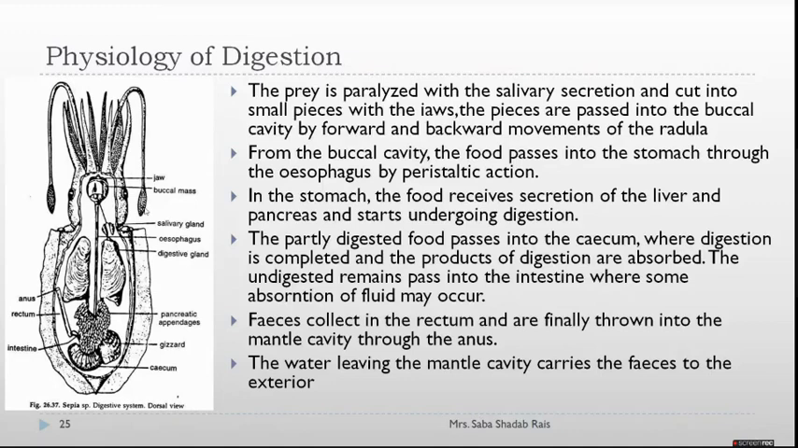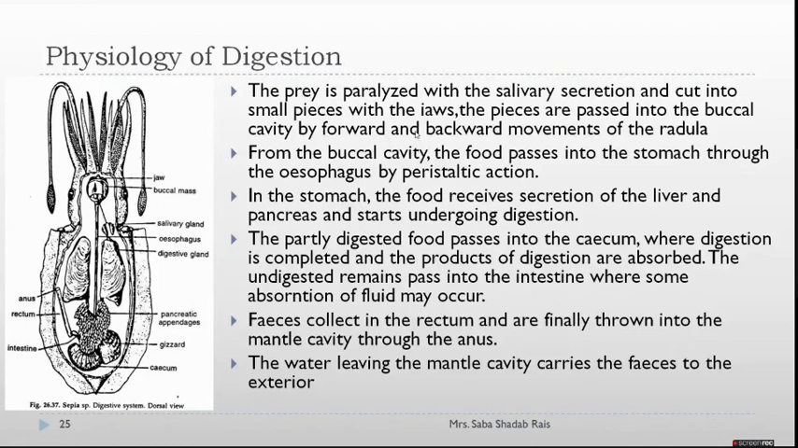Now what do they have in the buccal cavity? Just now we learned they have the salivary gland, so they secrete saliva, which is going to paralyze the prey, and these arms will help to take the food inside. Understood? So what is going to happen next? They will paralyze the prey with the help of their salivary secretion, and thereafter they have jaws. We have learned, there was a spelling mistake, it is jaws, and these jaws will help to break the prey into pieces, and thereafter they will take it in.